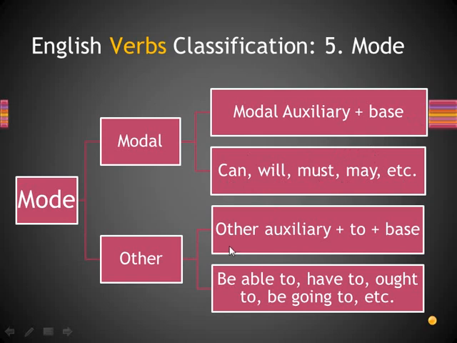And if in the sentence we have other auxiliaries plus to plus verb 1, like be able to do, have to do, ought to do, be going to do, they also have similar meaning to basic modal. In other books, they are called phrasal modal. Like be able to means can, have to means must, ought to means should, be going to means will. They have similar meaning. And if you find this in sentences, we analyze it as other auxiliary mode.